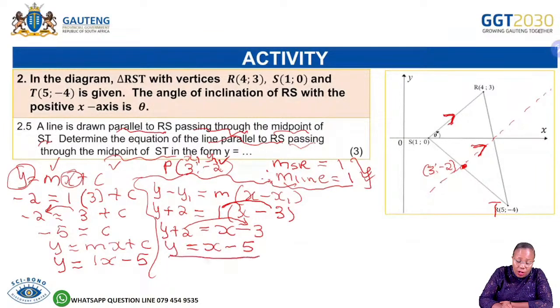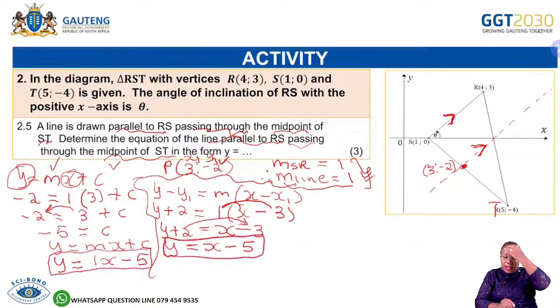Can you see, grade 12? We end up with exactly the same equation of that particular straight line. And then let's look at the mark allocation. It is allocated 3 marks. 1 mark is for finding the correct gradient; that line will have the same gradient as SR since the lines are parallel. So the first mark will be for the gradient of the line being 1.